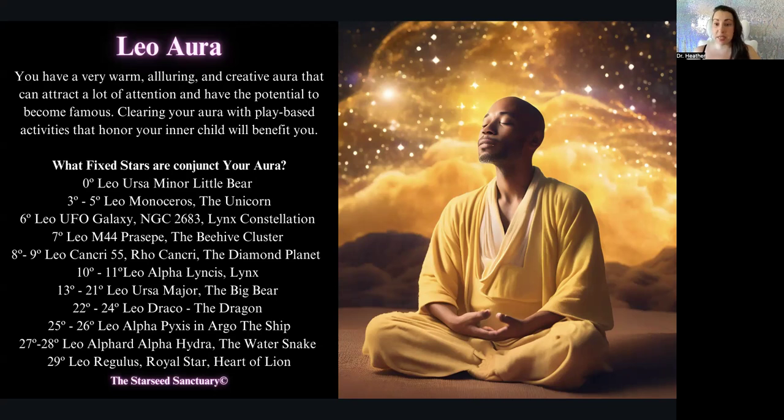And then we want to look and see for natal asteroid aura in Leo people, what fixed stars are conjunct your Leo aura. Now, if it's around 0 to 2 degrees, it's going to be Ursa Minor, the little bear constellation. 3 to 5 degrees is also going to be Monoceros, the unicorn. 6 degrees is going to be the UFO galaxy, another one of my favorite points in the sky, conjunct the Lynx constellation. 7 degrees of Leo is Praesepe, the beehive cluster.